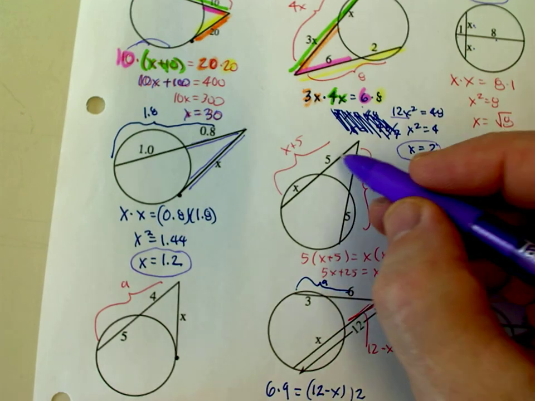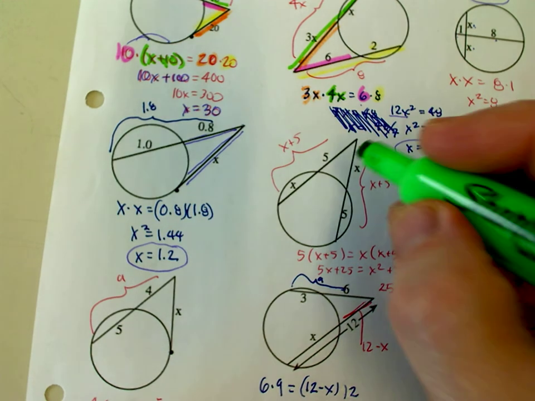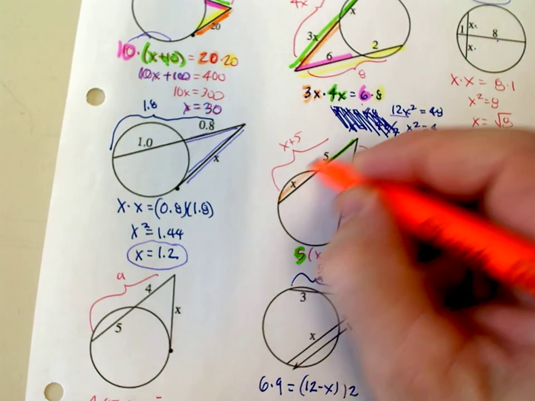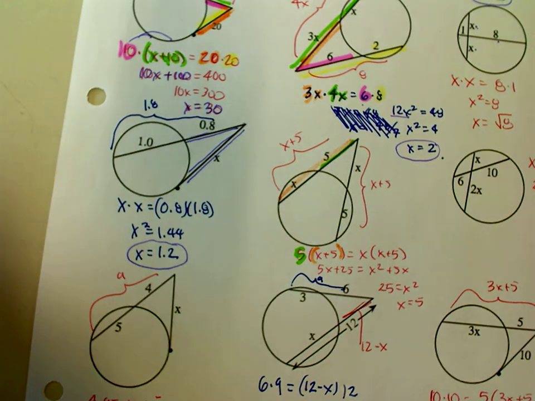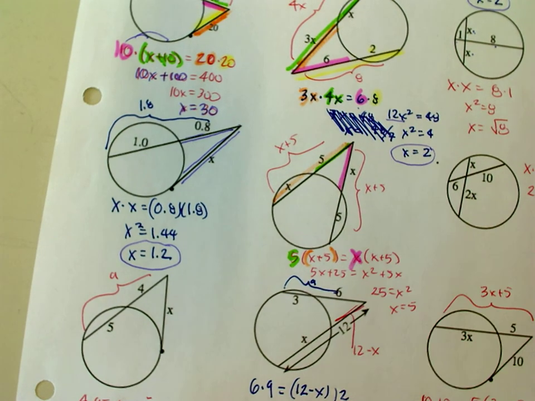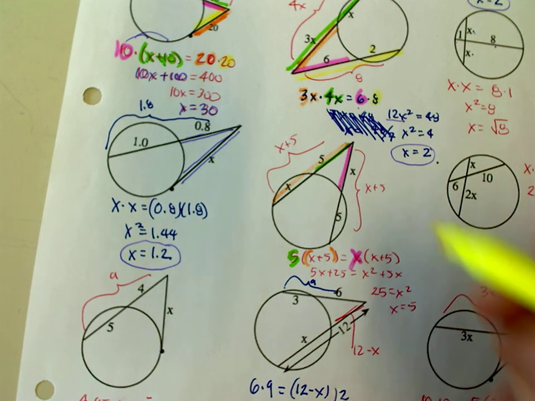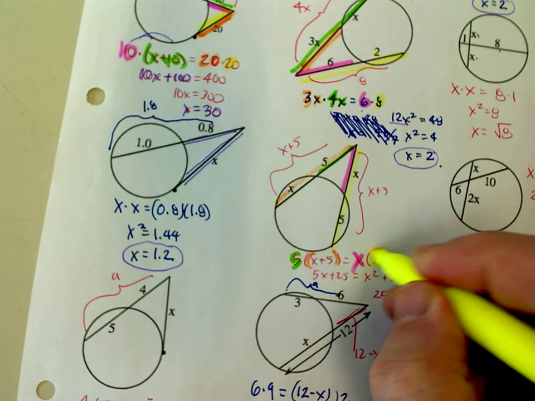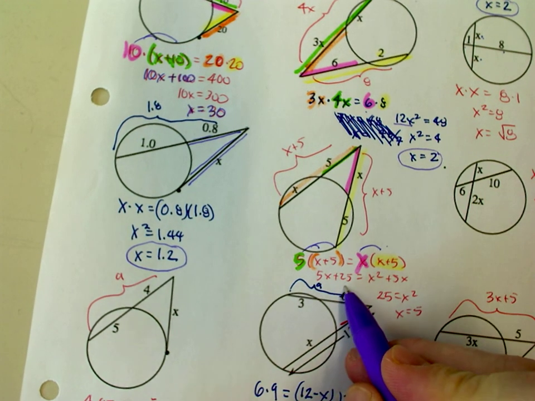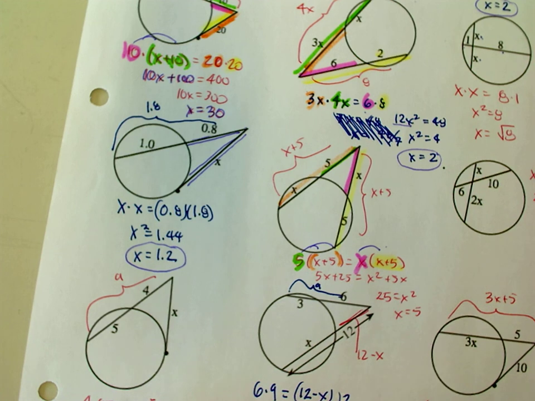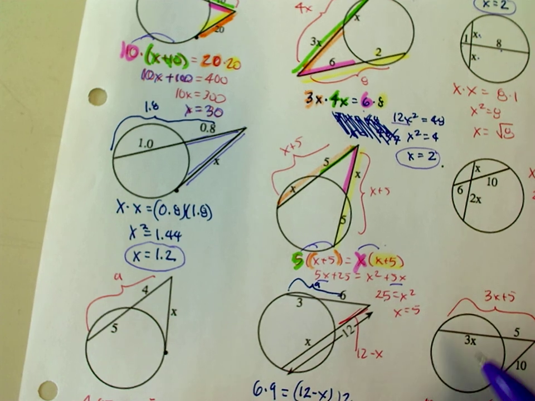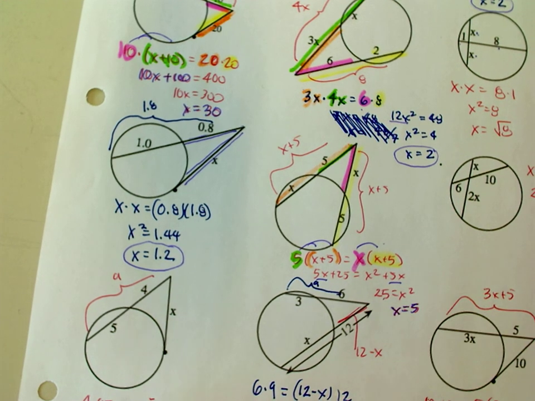Next one, you'll see that 5 is the portion that's on the outside. The total is going to be x plus 5. On the other side, the part that's on the outside is x, and the total is going to be x plus 5. Distributing from both sides, we get 5x plus 25 equals x squared plus 5x. Subtract the 5x from both sides, we get 25 equals x squared, square root, and we get 5.